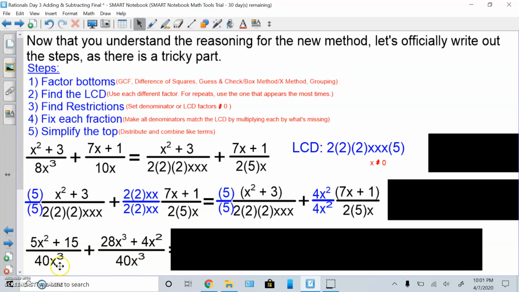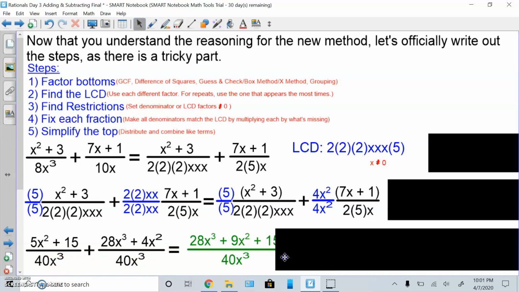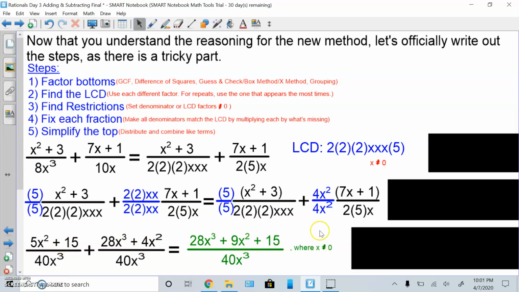But now the bottoms are matching. We have a common denominator. So the bottom stays the same, and then you combine the tops. Make sure you put them in the correct order. The letter of the highest exponent goes first, so 28x cubed goes first. Then here's x squared, here's x squared. 5x squared plus 4x squared is 9x squared. Then here's the 15. Make sure you include your restrictions. So that is your answer right there.